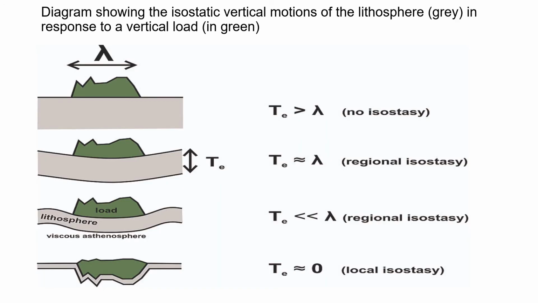And in this slide, the last slide on isostasy, the following diagram shows the isostatic vertical motion of the lithosphere in response to a vertical load.